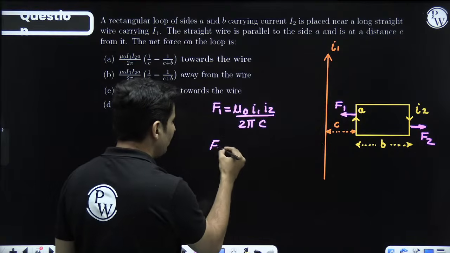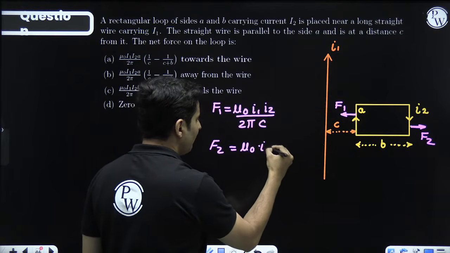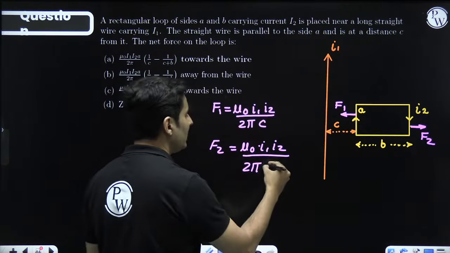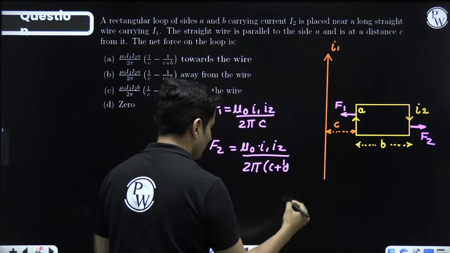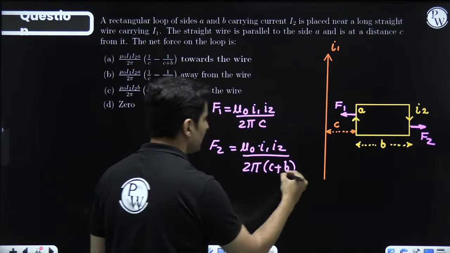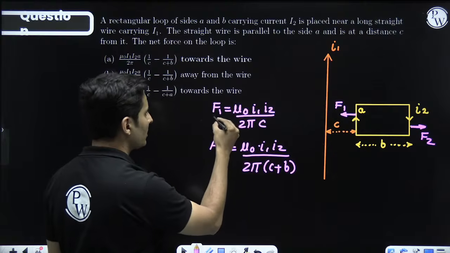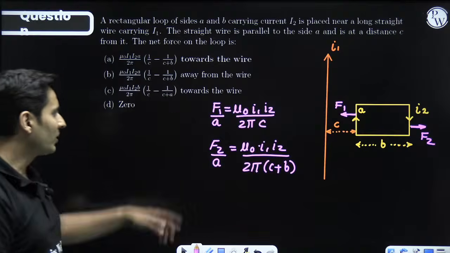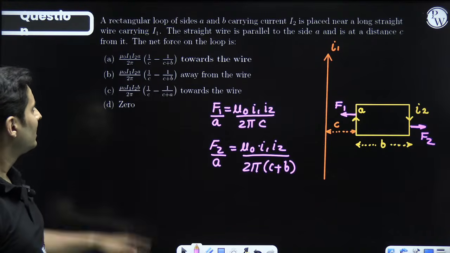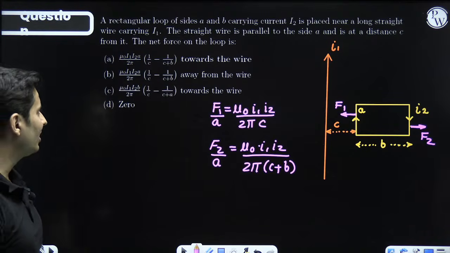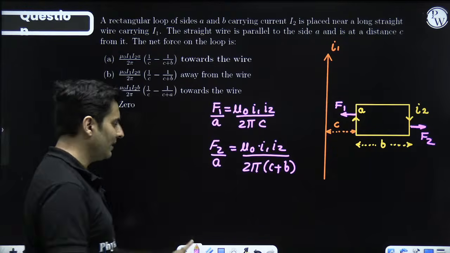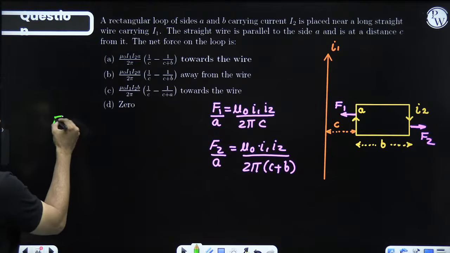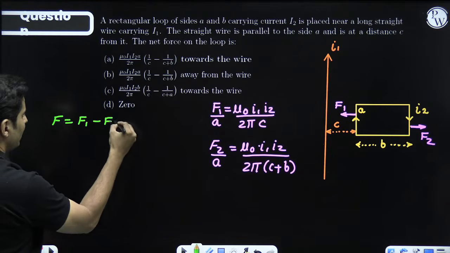Now this F2 will be mu naught I1 I2 divided by 2 pi times C plus B, the total distance. But these forces are always force per unit length, so force by A, force per unit length. So what is the net force on the loop? If you want to find the net force on the loop, it is just the subtraction of F1 and F2. So F will be F1 minus F2.